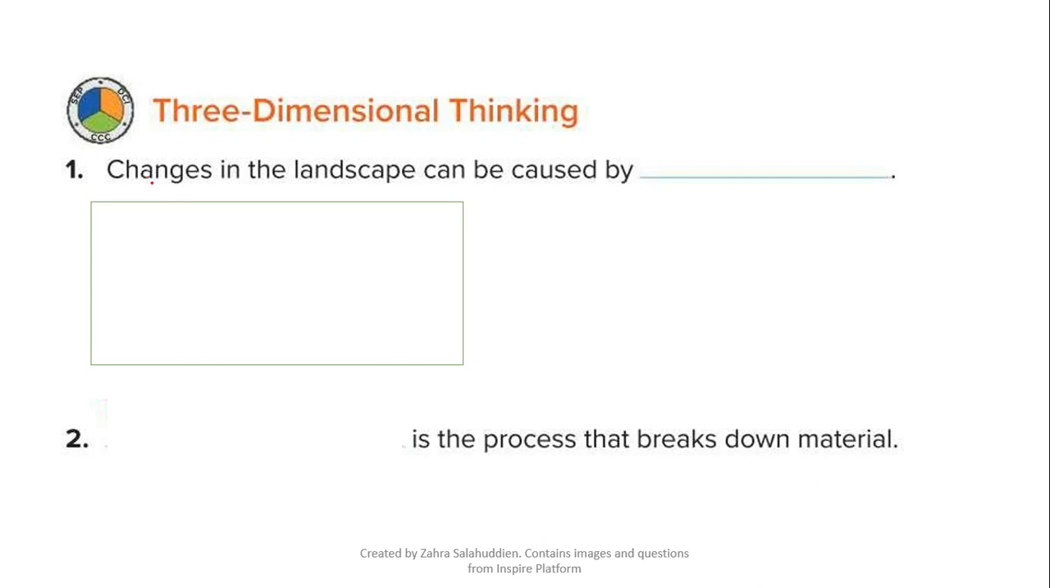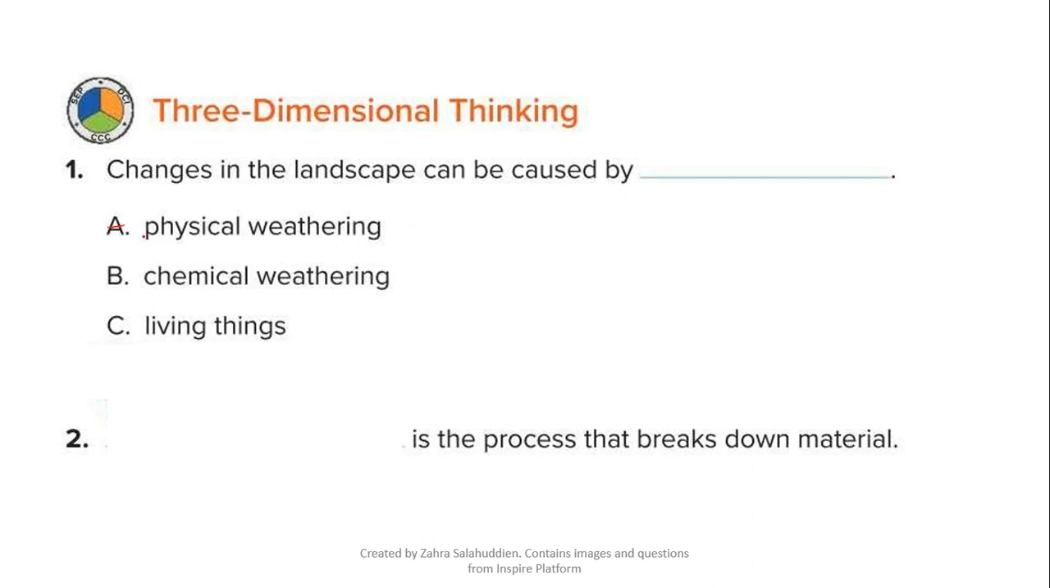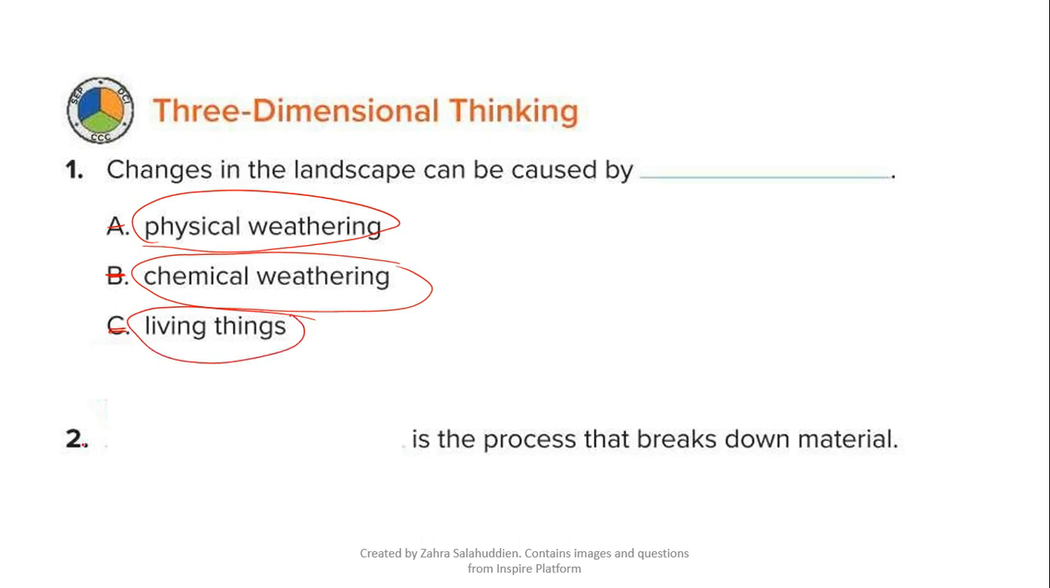Number 1, they may ask you, list the changes in the landscape. So give the things that can change a landscape. In this answer, we know that it could be all of these things. So physical weathering, chemical weathering, living things. All of these can change a landscape. For number two, what is the process that breaks material? We learned that with our song. Weathering breaks it.